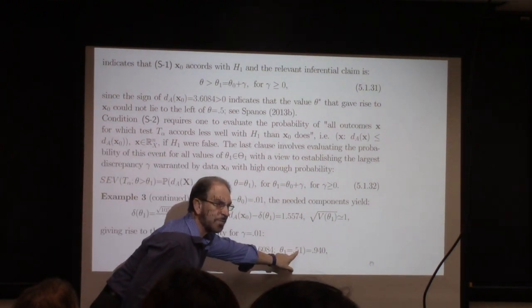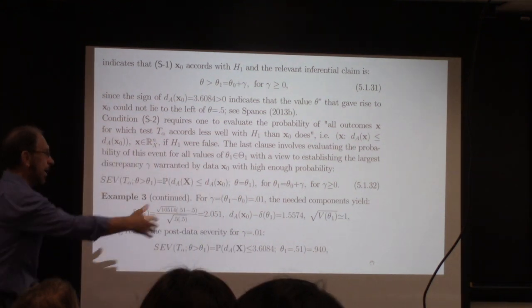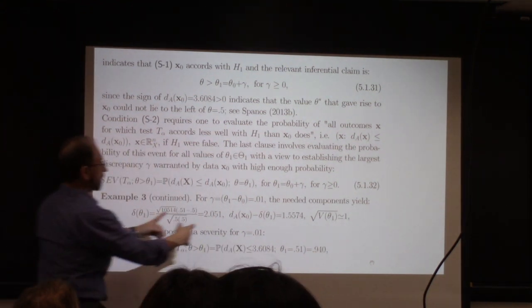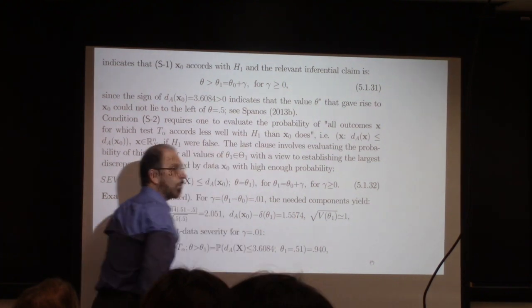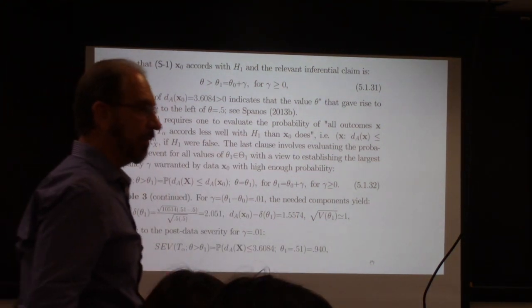Remember, 50 is the null, 0.01, this is the tail area, less than this difference. In other words, less than that 1.5. And I do that for all values of gamma.